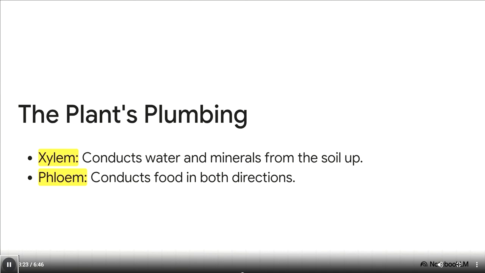You've got the xylem, which acts like a one-way straw, pulling water and minerals up from the roots to the rest of the plant, and then there's the phloem, which is more like a two-way delivery service, moving the sugary food made in the leaves to wherever it's needed.